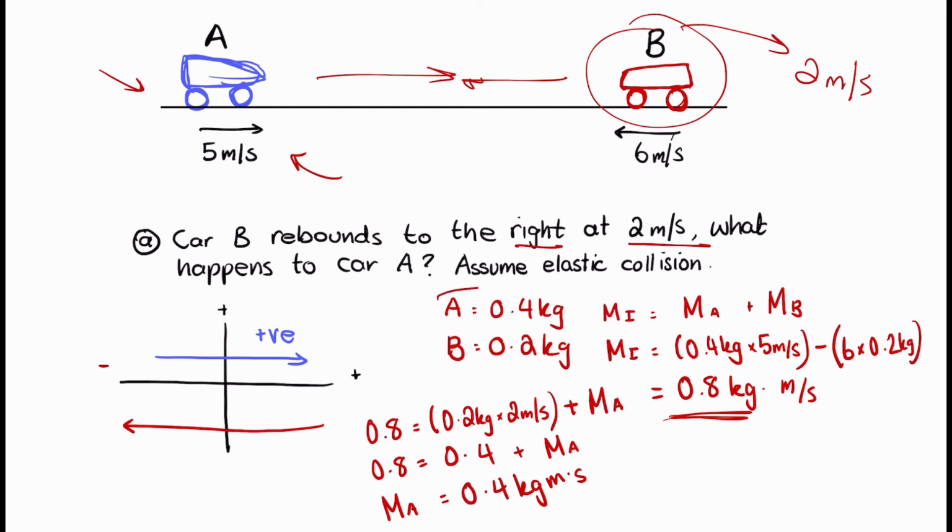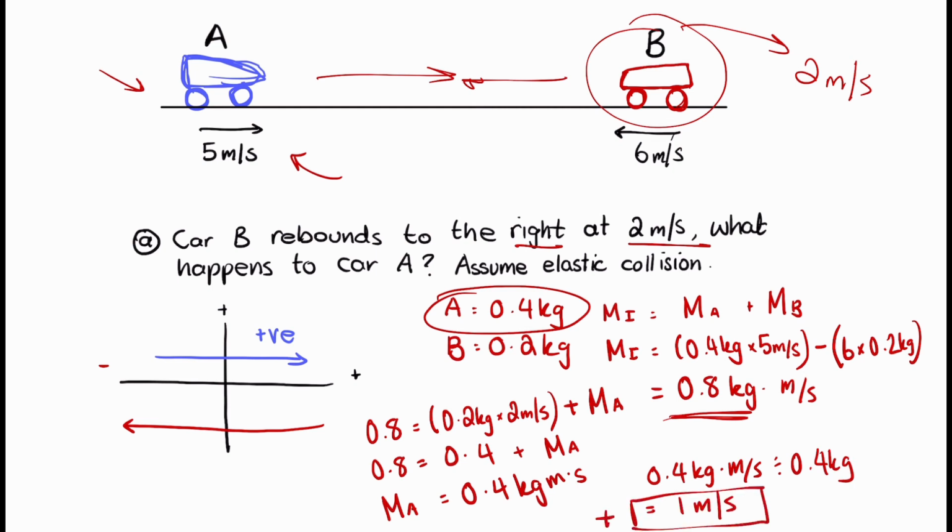And we're also told that car A is 0.4 kilograms, therefore 0.4 kilogram meters per second divided by 0.4 kilograms will give us 1 meter per second. And that's a positive momentum. So car A is going to go 1 meter per second to the right in the positive direction.